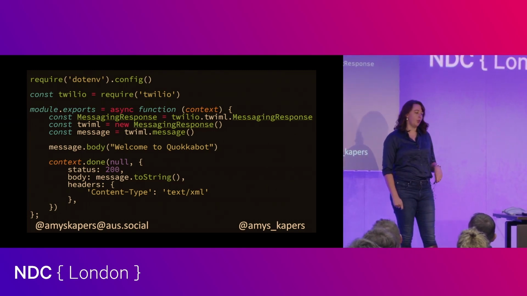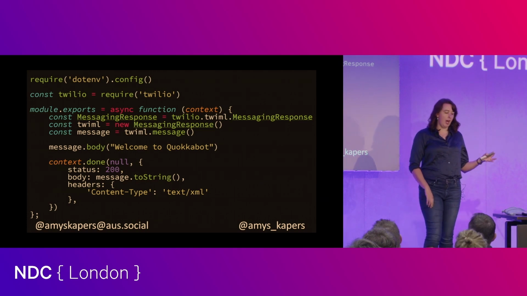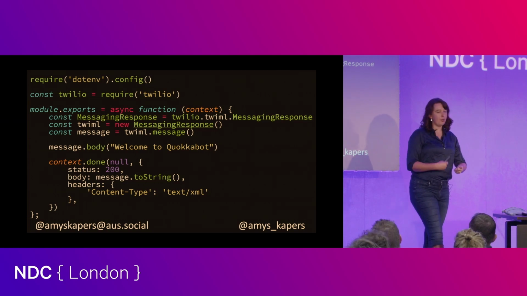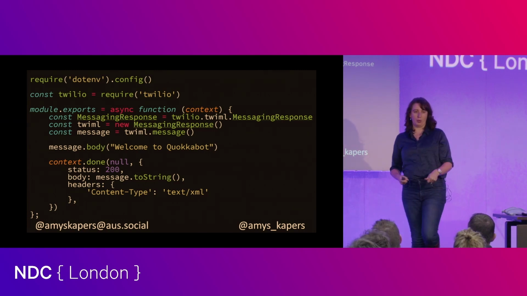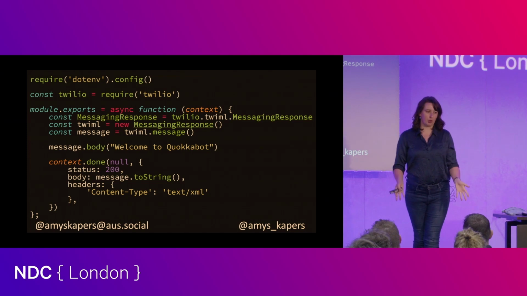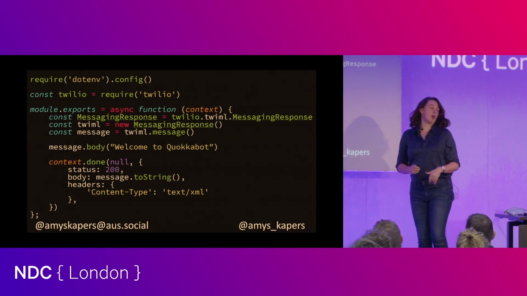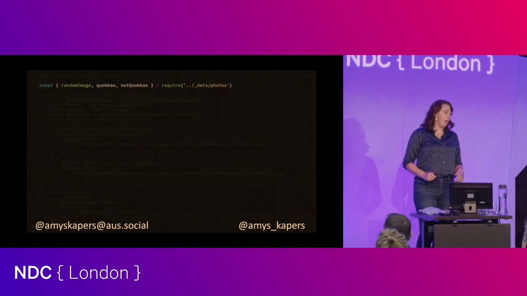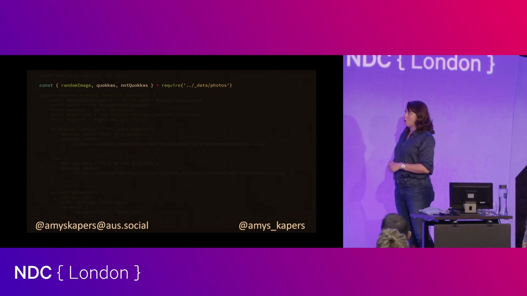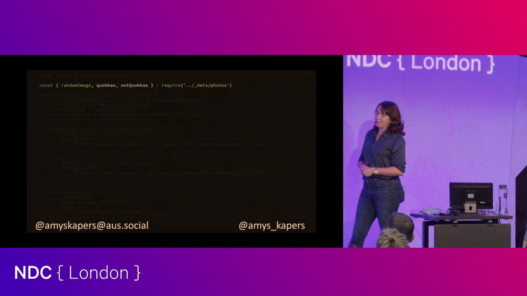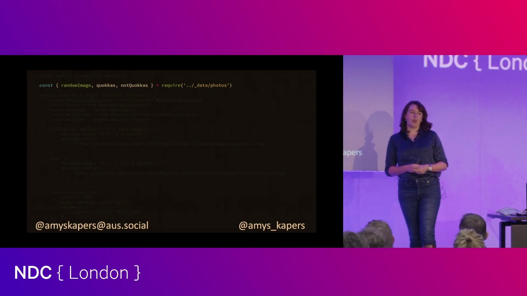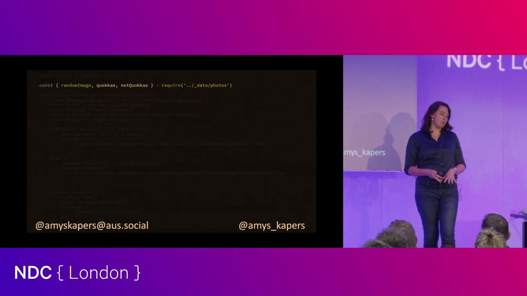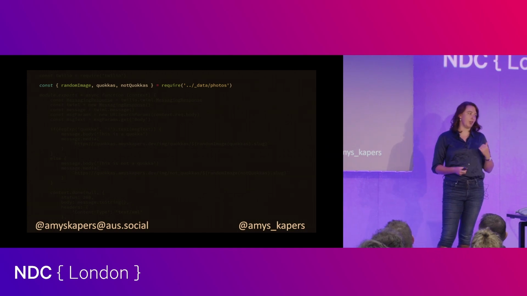Next, we want to go through and get some information from the message that we're receiving. So to start off with, we're going to build the first iteration of Quokkabot, where you asked it for a picture of a quokka, and it would send you a quokka back. So we're going to amend our function a little bit. I'm going to call a couple of functions that I've prepared earlier.